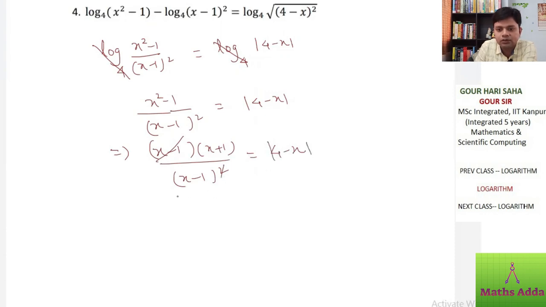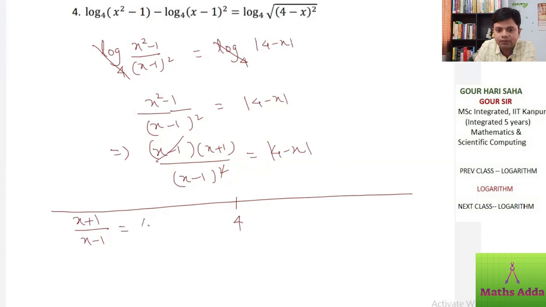So how to solve this one? What is the critical point? The critical point is 4, right? So we will have to solve this on two sides of 4, the left hand side of 4 and the right hand side of 4. On the left hand side of 4, this equation becomes (x plus 1) by (x minus 1) equal to 4 minus x. On the other side it becomes (x plus 1) by (x minus 1) is equal to x minus 4.